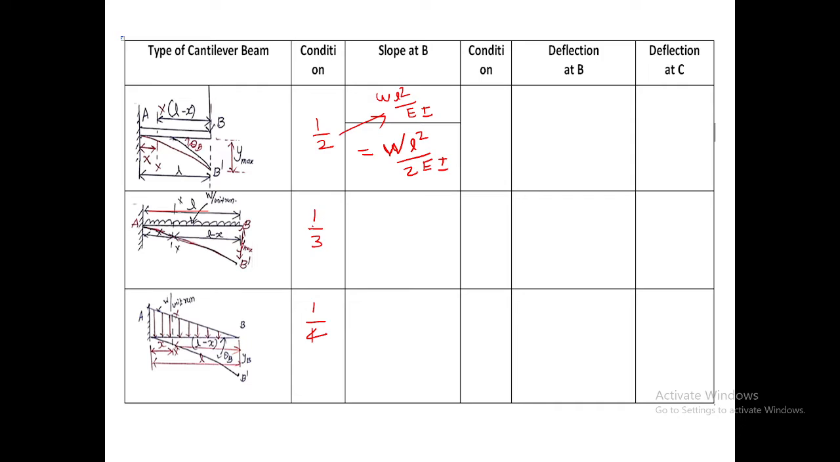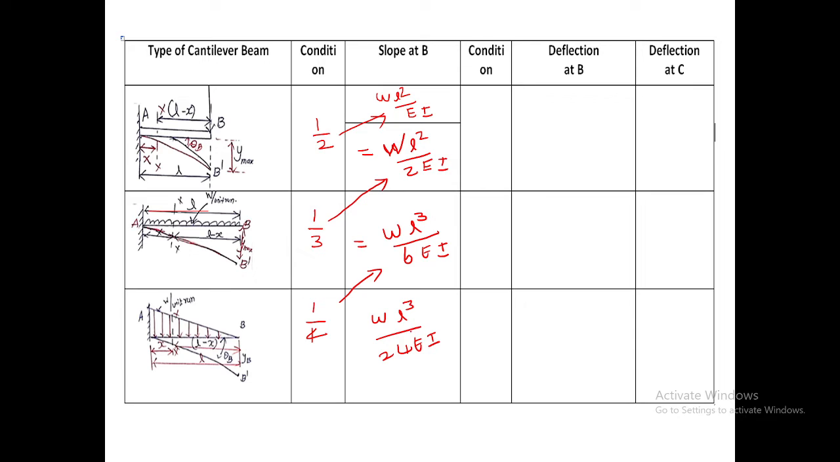Next, uniformly distributed load. 1 by 3 is multiplied with this one. Here the slope for uniformly distributed load, small w L cube, using L cube divided by 2 by 3, is 6 E I. So 1 by 4 multiplied with this one gives small w L cube divided by 24 E I.